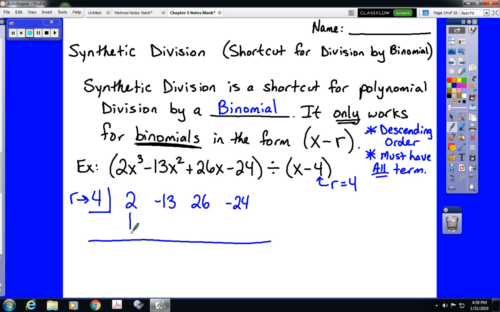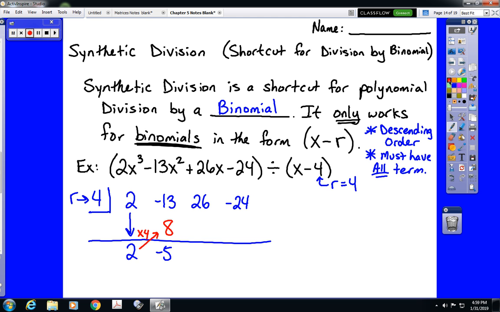So what we do is we drop down this first term. It doesn't matter what that number is, we bring it straight down. Then we multiply that number by our r value. In this case, we're going to go times 4. 2 times 4 is 8. We write that underneath the next number. Then we add down. Negative 13 plus 8 is negative 5.